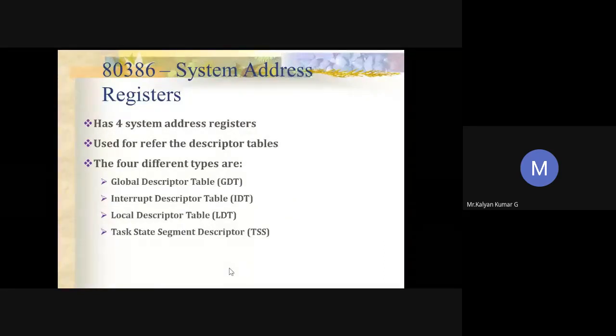And coming to the next type of registers, the system address registers. Here in 80386 there are four system address registers. These four registers are used to refer to the descriptor tables. The four different types available in 80386 are the global descriptor table GDT, IDT, LDT, and TSS. The main purpose of these registers is to hold the system address and segment addresses of these tables. We'll see it in the next slide.